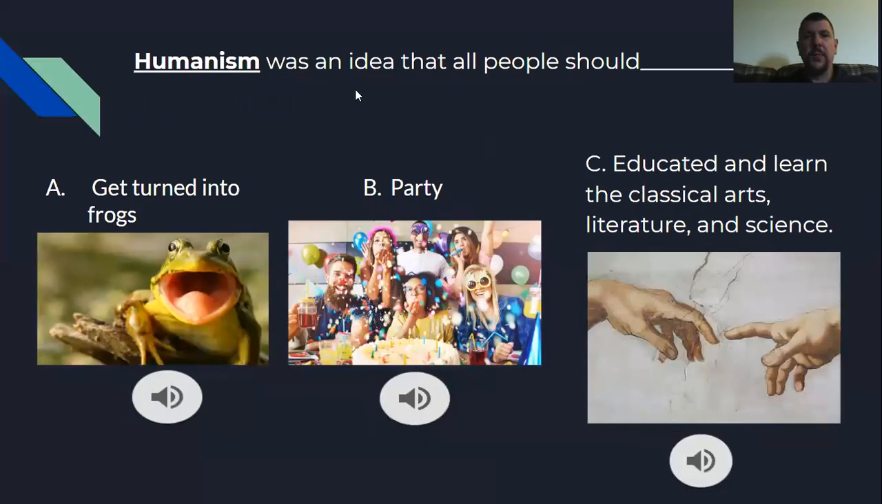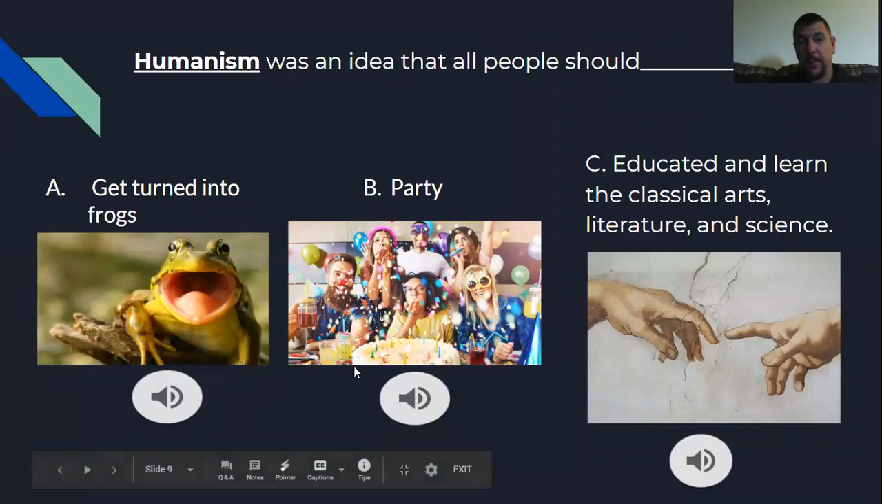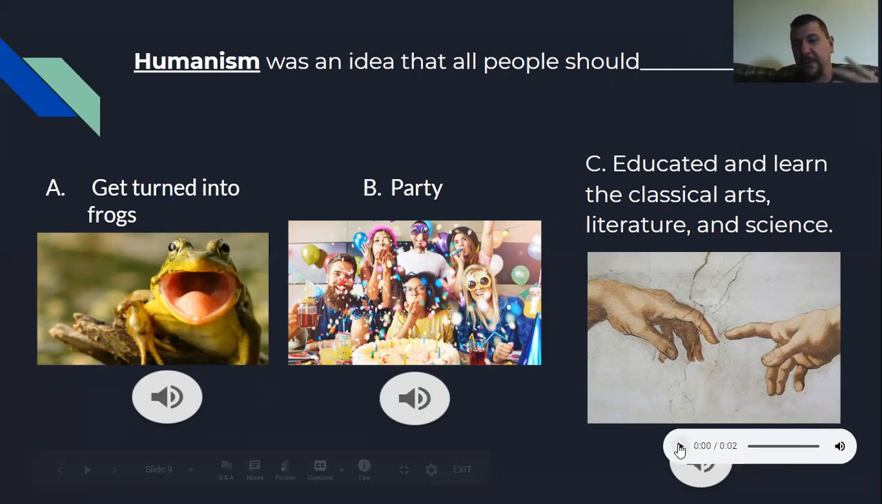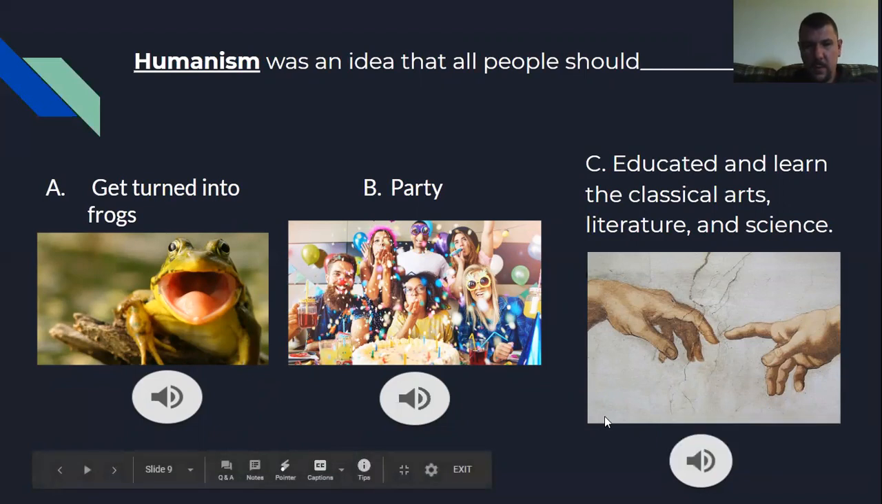All right. Humanism was an idea that all people should do what? A, get turned into frogs, B, party, or C, be educated in the classical arts, literature, and science. Well, we don't want nobody to get turned into frogs. We don't want everybody to just party all the time. No, the Renaissance was about education. It was about the arts. It was about literature. It was about science. Ding, ding, ding. We have a winner.